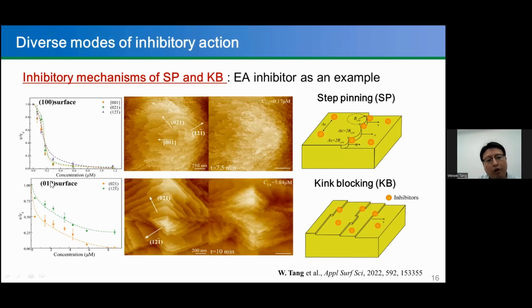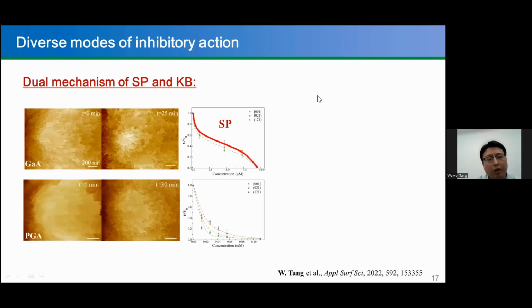Whereas on the 010 surface, we still see the step velocity decrease due to the addition of EA inhibitor, but it will never level off to a constant value. This indicates a kink blocking inhibition mechanism. Sometimes the inhibition mechanism can be more complicated. For example, shown here is a dual mechanism of stepping and kink blocking.